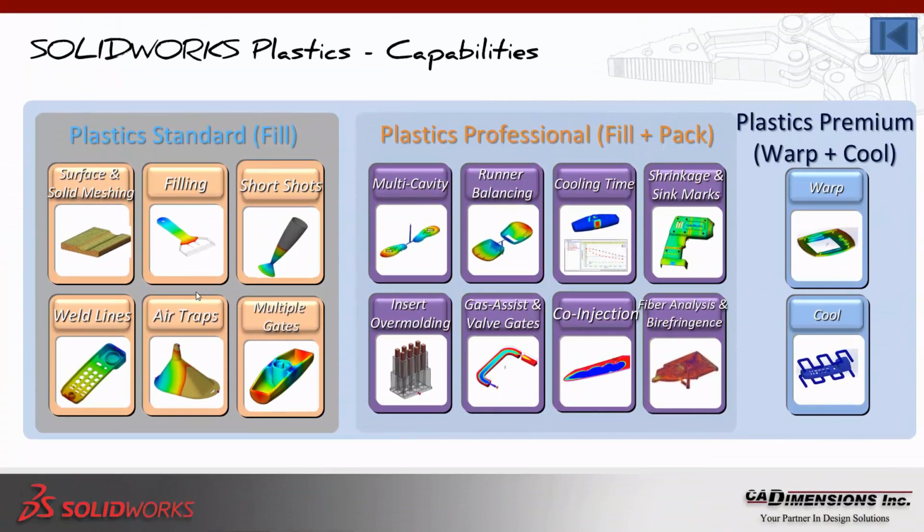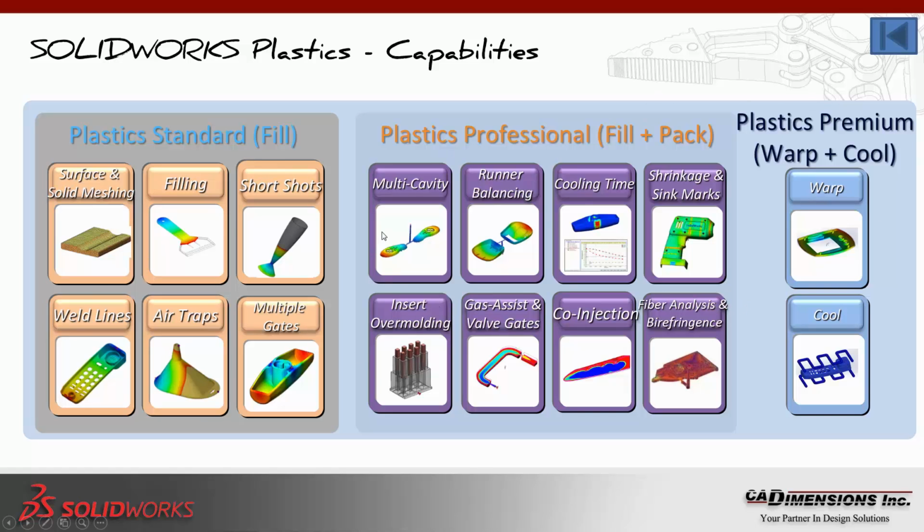Before I wrap this up, I just wanted to show you what's available within the different levels of SolidWorks. So Plastic Standard, Plastic Professional will give you access to some of the shrinkage, shrink mark analysis, insert overmold, and then once you step into warping and cooling, you'll get the Plastic Premium. So I've covered most of these modules today.